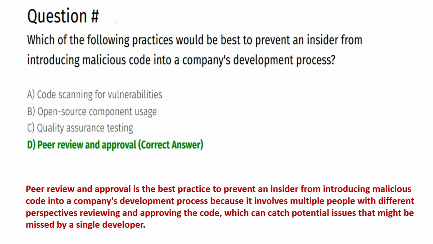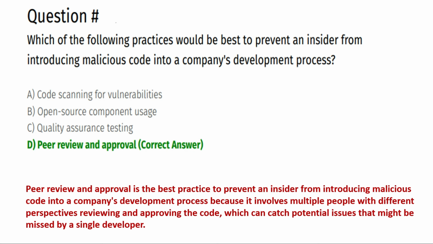The next question is, which of the following practices would be best to prevent an insider from introducing malicious code into a company's development process? Option A, code scanning for vulnerabilities. Option B, open source component use. Option C, quality assurance testing. Option D, peer review and approval. And the correct answer for this question is option D, peer review and approval.